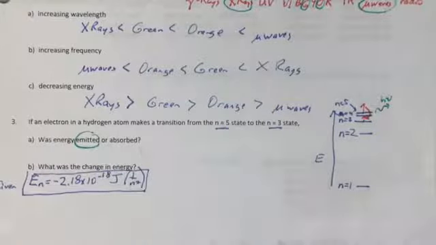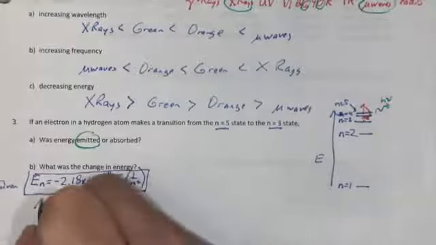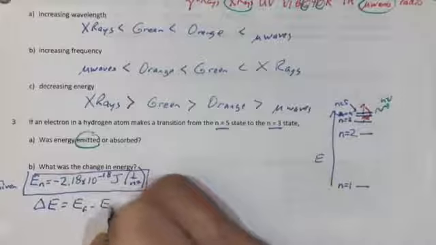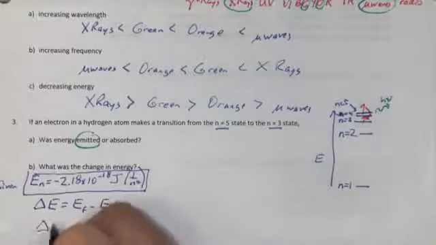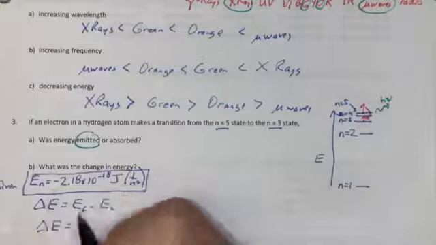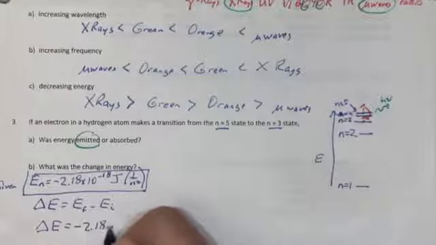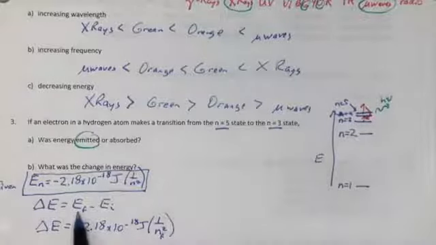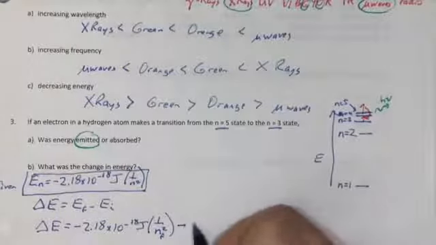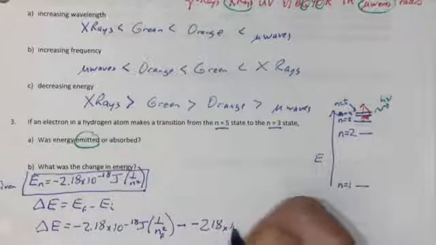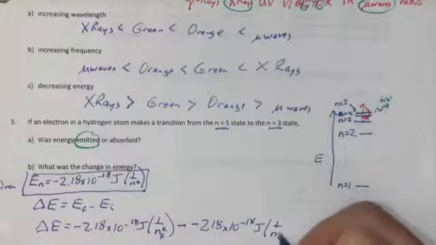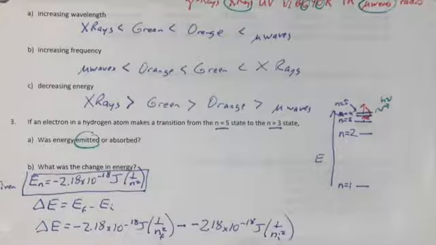So what is the change in energy? Well, delta always means final minus initial. The change in energy is equal to E final minus E initial. Now I can plug this in here, and the change in energy is equal to a negative 2.18 times 10 to the negative 18 joules times 1 over n sub f squared. Now that's the final energy, minus a negative 2.18 times 10 to the negative 18 joules times 1 over n sub i squared. Okay, so that's the delta E.